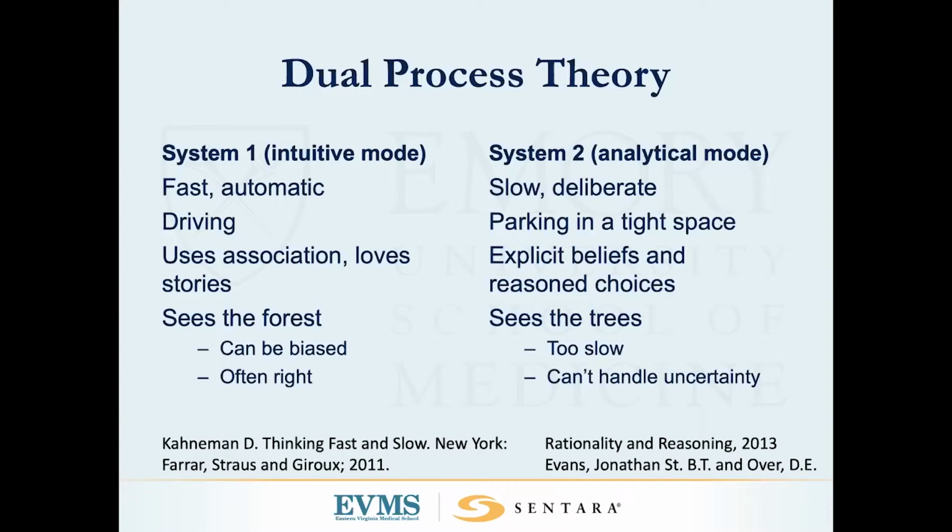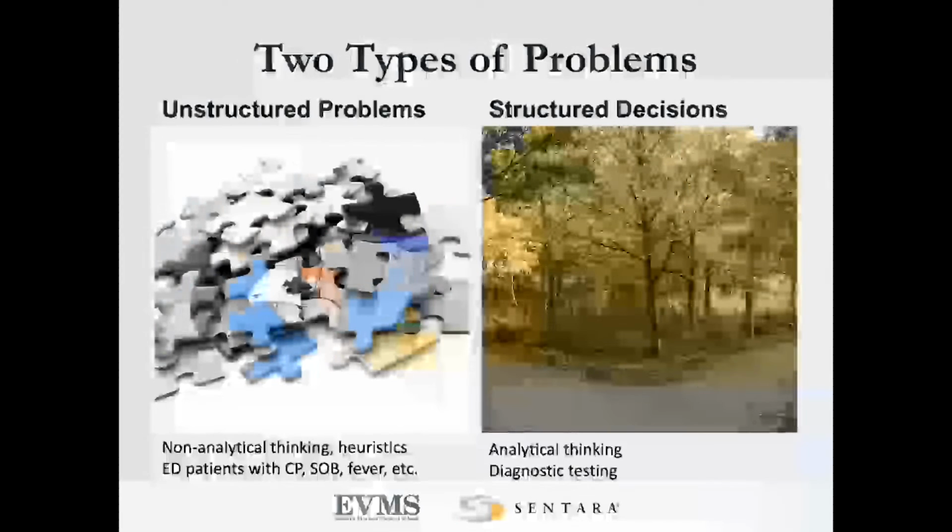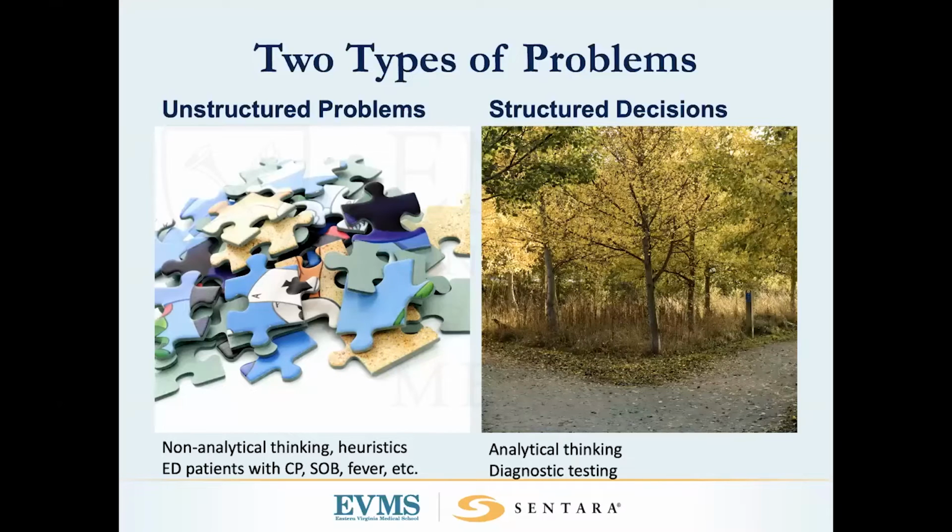You would think that system 2 would be the mode of choice for doctors trying to think through problems, but it ends up system 2 can be too slow and system 2 can't handle uncertainty. So we oftentimes resort to system 1. It can be biased, but it's often correct. So it ends up, we have 2 modes of thinking, and according to Herbert Simon, that's because there are 2 types of problems. Unstructured problems, shown on the left, and structured decisions, shown on the right.